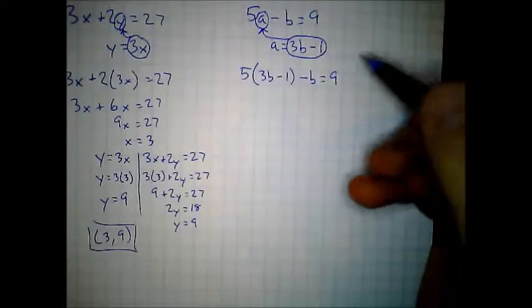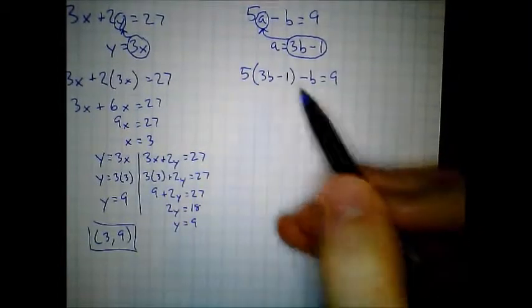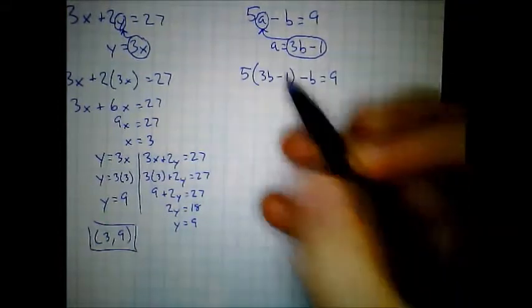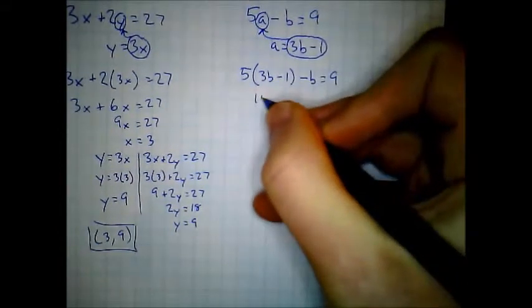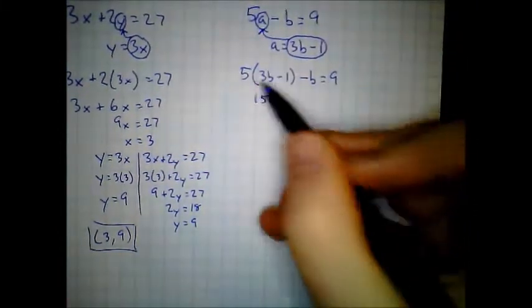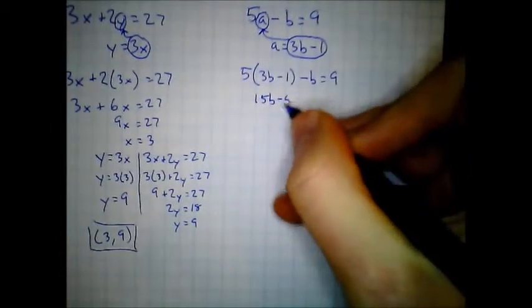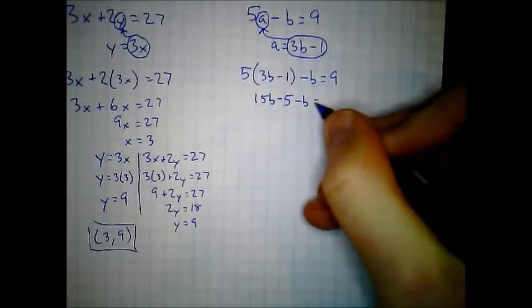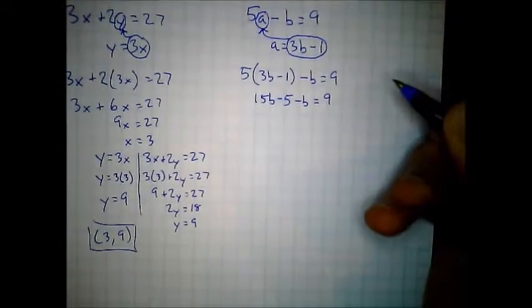Now we just want to simplify and solve. If we have 5 of this group 3b minus 1, that means we have 5 of our 3b's and 5 of our minus 1's. We're just going to distribute. 5 times 3b is 15b, and 5 of our minus 1's will give us minus 5, because 5 times minus 1 is minus 5, minus b equals 9.